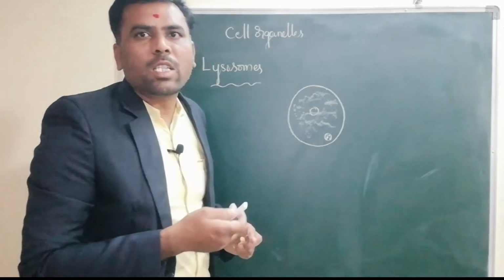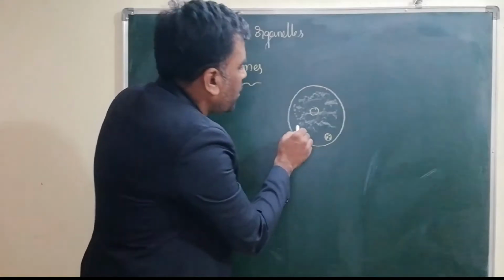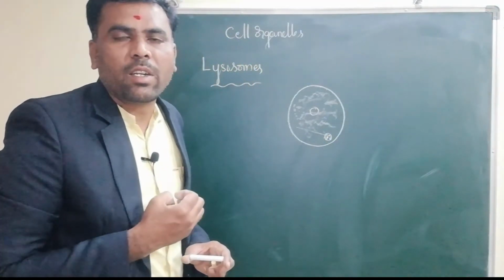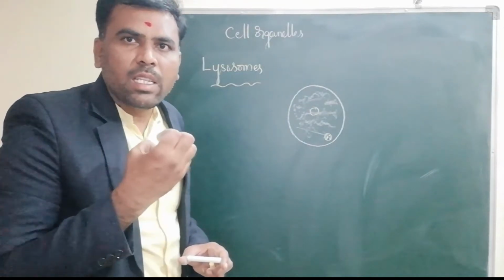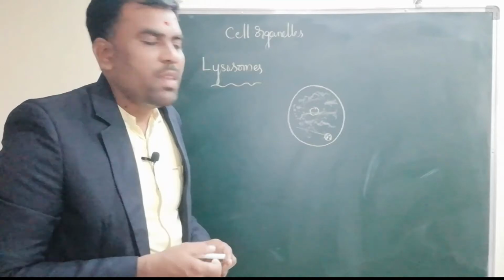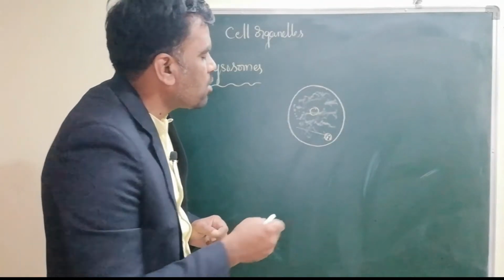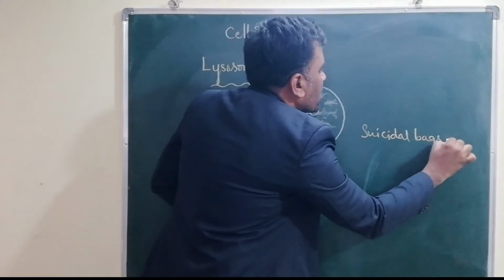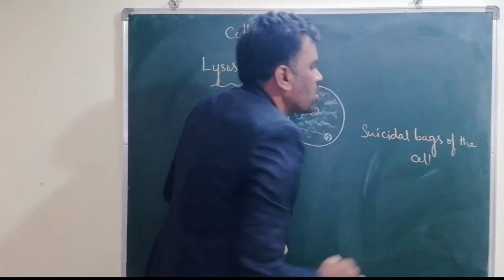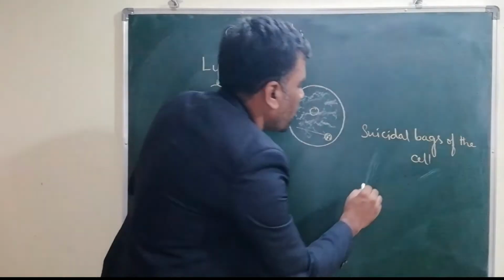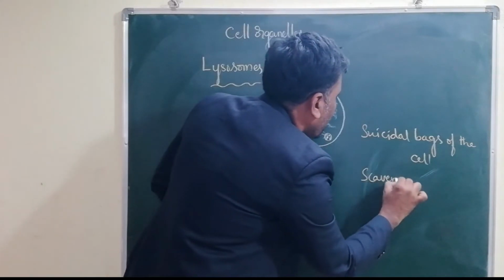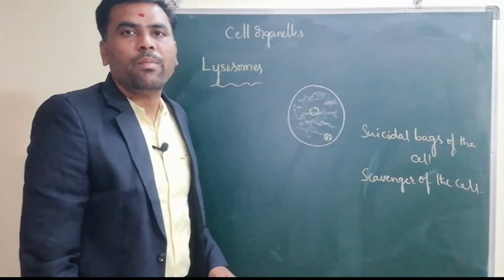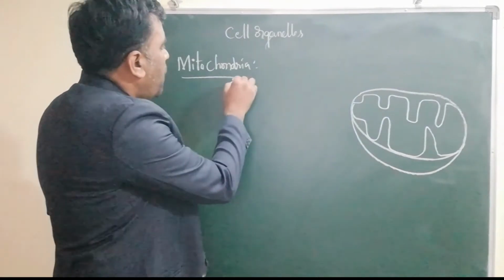But the parts which need to be destroyed are sent to the lysosome. Then the materials get digested with the help of the digestive enzymes. Then it bursts and releases the digestive enzymes, and with the help of these enzymes it can digest the cell. That is the reason lysosomes are called suicidal bags of the cell. Which cell organelle is known as suicidal bags of the cell? Lysosome. It is also known as the scavenger of the cell.